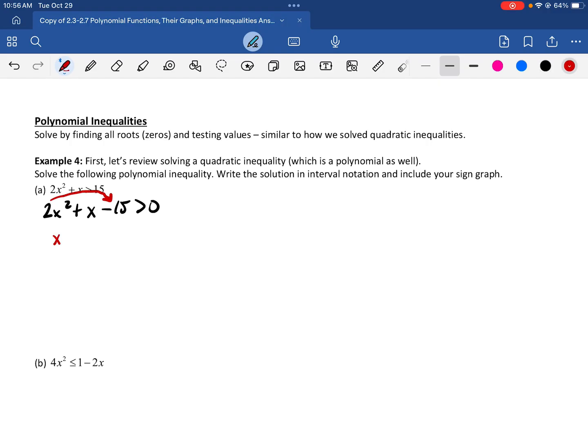So that's going to be -30. We need two numbers that multiply together to get -30, and when we add them we get +1. I believe that would be 6 and -5. We need to divide each of those by 2, which was the leading coefficient. So that gives us x plus 3 and 2x minus 5.